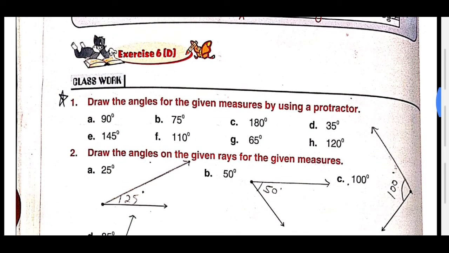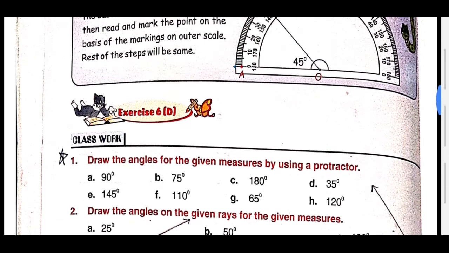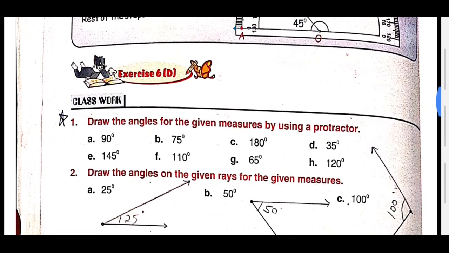Now come to exercise 6D. Draw the angle for the given measure by using a protractor. Suppose this is a 90 degree. I tell you one step here because it is a practical question, so I am unable to solve it here, but I will tell you how to draw. All of you draw all these angles by yourself in homework. One angle I am telling you step by step, how you draw. So first is 90 degrees.